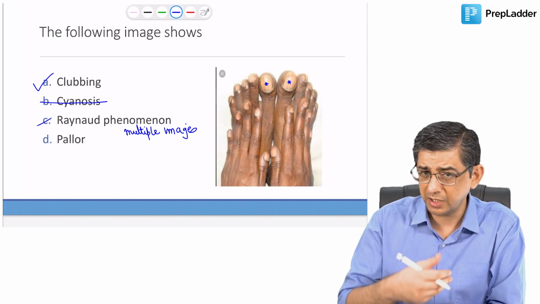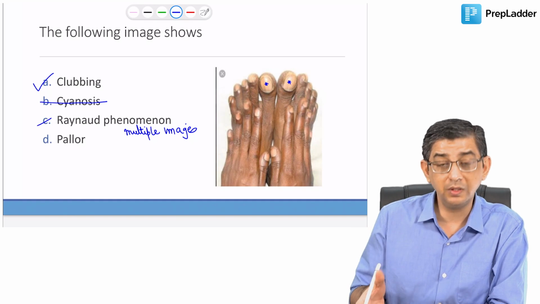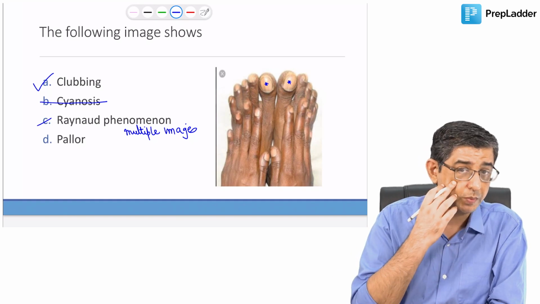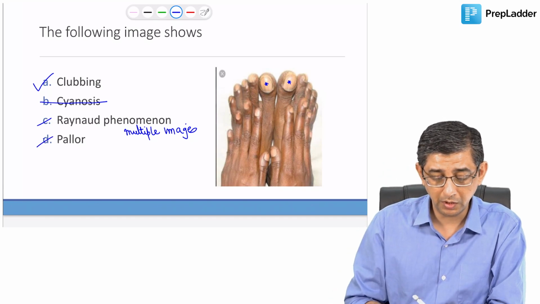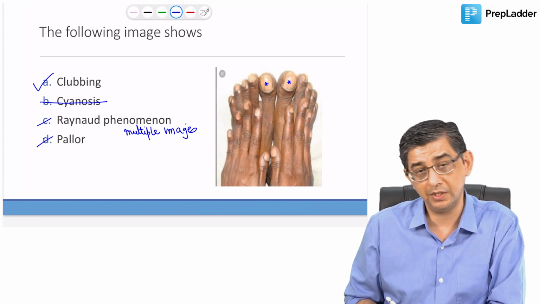And pallor, well, checking for pallor, why would pallor be checked on the hands? Pallor is mostly checked with respect to the conjunctiva, or the palmar creases can be used for checking for pallor. So the correct diagnosis from my perspective for this condition is clubbing.